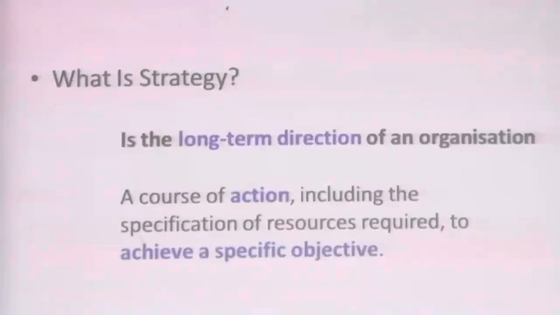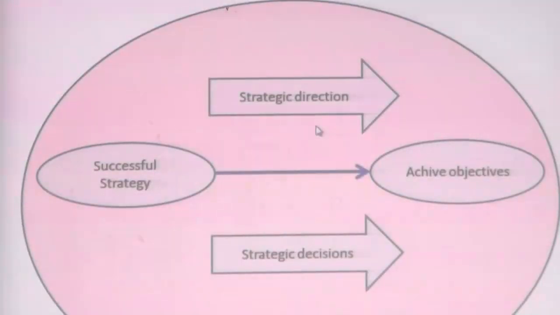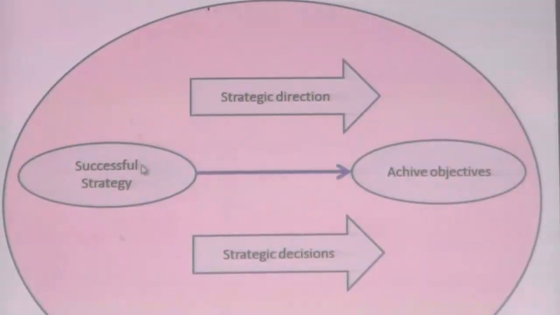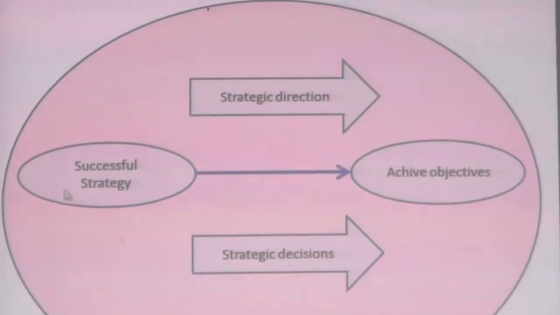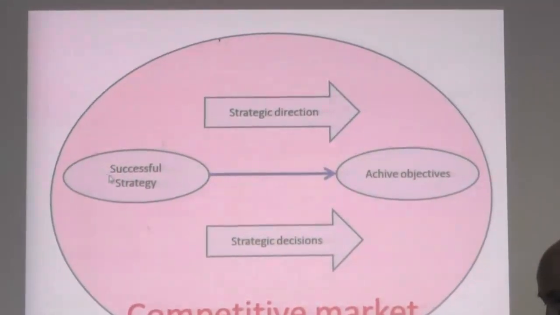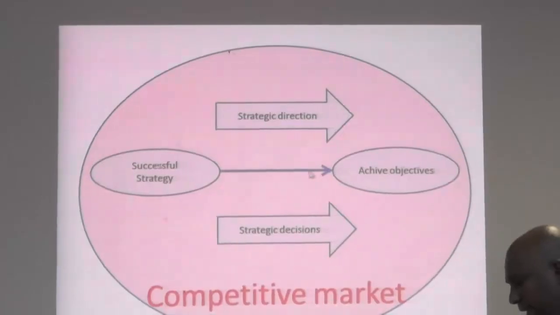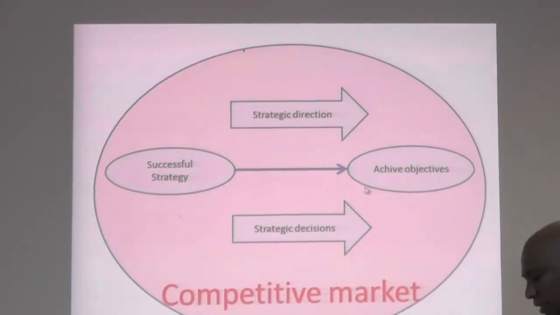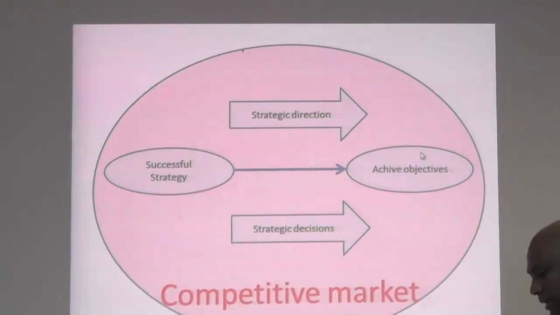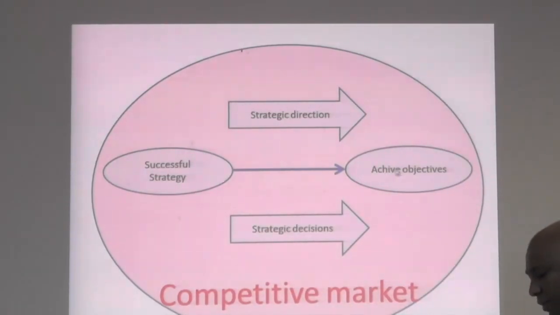Then we talk about directions here, and that strategy should be a successful strategy. Here you can see a successful strategy, and that is achieving objectives. So, what are these objectives? These objectives are the organization requirement, that these are the goals of the organization that they are going to achieve.